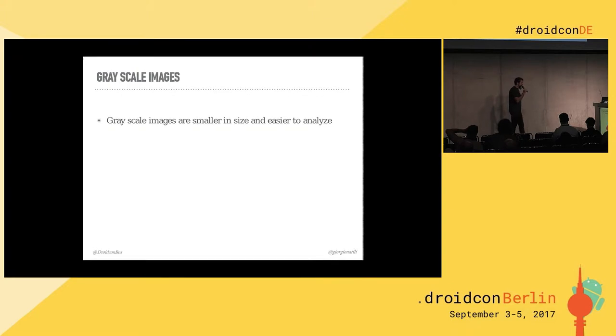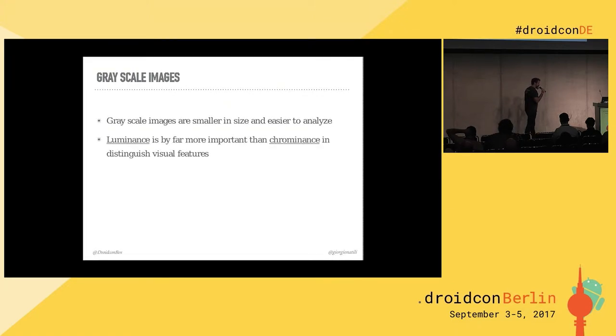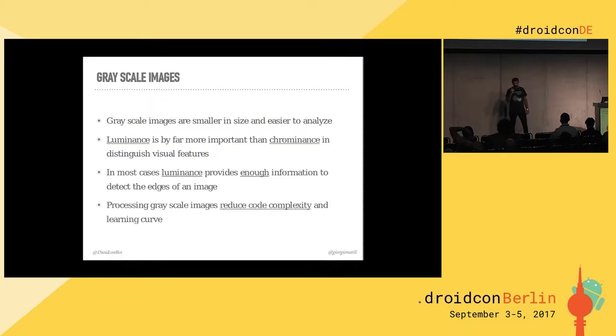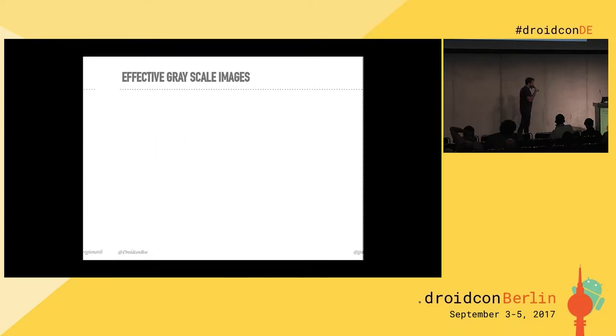A grayscale image is smaller in size, is easier to analyze, and contains only information about the luminance, of course. We don't have any chrominance information. And this information is enough to detect the edges of an image. When you have to deal with a grayscale image, your code is also smaller, cleaner, easier to understand, and, as I said several times, much more performant.